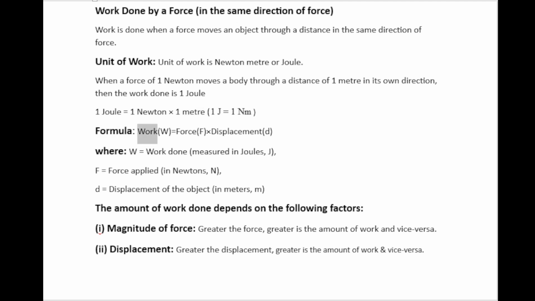Formula: work, W, is equal to force, F, times displacement, D. Where W is equal to work done, measured in joules, J. F is equal to force applied, in newtons, N. D is equal to displacement of the object, in meters, m.